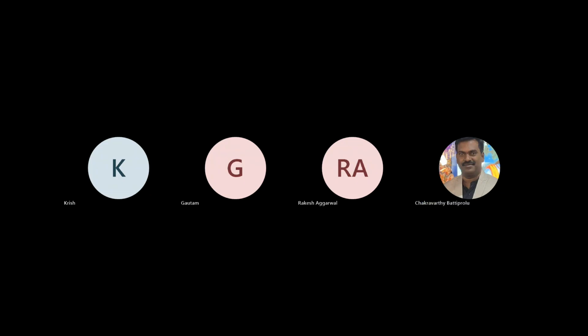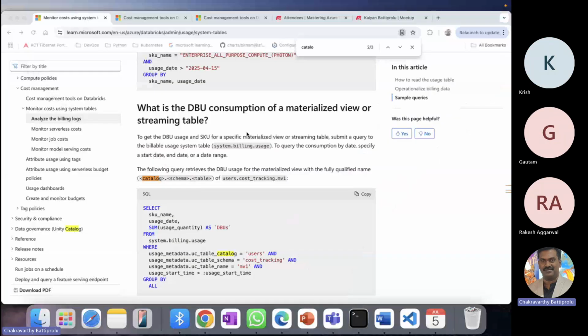Let me share my screen. What is the DBU consumption of a materialized view or streaming table? What you can do is use the following query for the materialized view, with fully qualified names where you can fetch the catalog, the schema, and the tables. Okay, that's good.